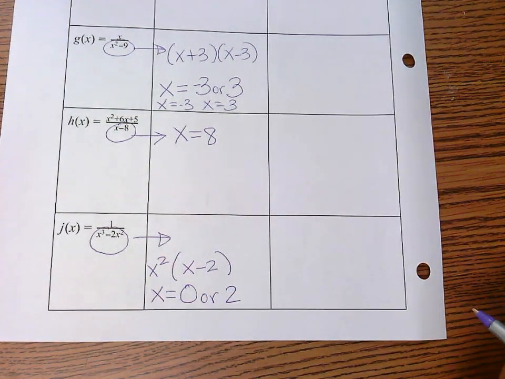So to me, vertical asymptotes are easier. Where is the denominator undefined? Factor it, find your asymptotes.